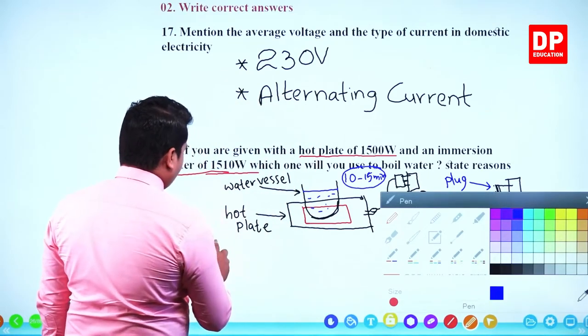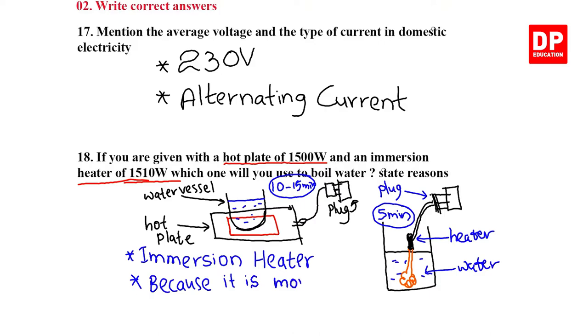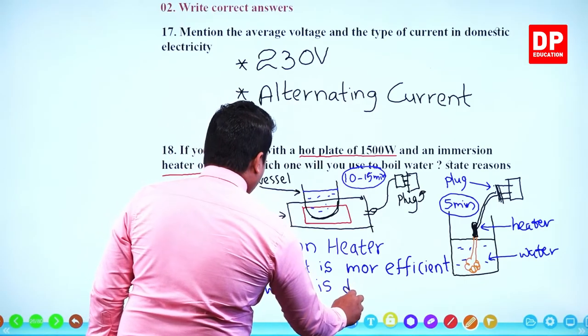First of all, we have to write down the answer. Immersion heater. Right? Immersion heater. This is our answer. Reason for using this: because it is more efficient as water is directly heated.